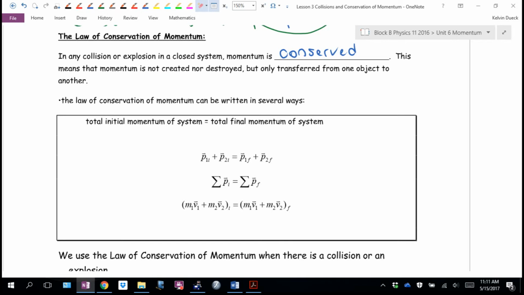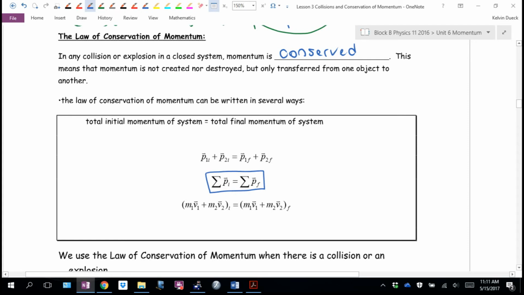If you have two objects, you could say the momentum of the first object initially and the momentum of the second object initially equals the momentum of the first object later and the momentum of the second object later. And that equal sign right there is the collision or something. Alec, momentum is what times what? Mass times velocity. So instead of writing P, I could write m1 v1 initial plus m2 v2 initial equals m1 v1 final plus m2 v2 final. I tend to use this one because it's nerdy and clean and less writing.